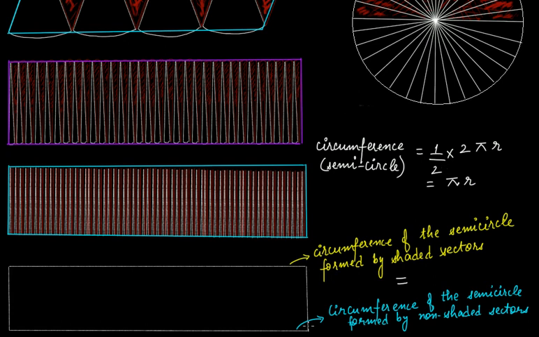Now, what will be the breadth of this rectangle? This is the length, and the length will be the circumference of the semicircle, and therefore we can say L is equal to pi r for this rectangle. The length will be pi r. Now we are talking about the breadth. What will be the breadth of this rectangle?